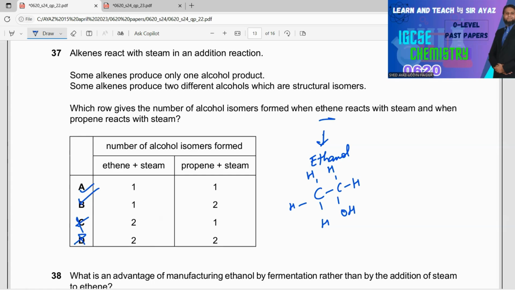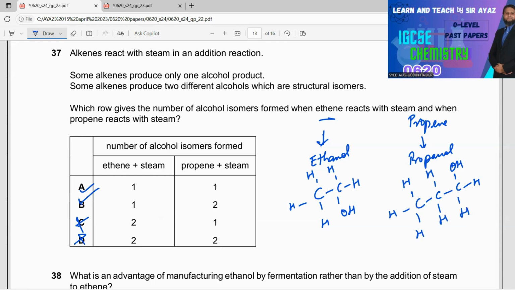What about propene? For propene, you will get propanol. The displayed formula for propanol is this. This is a displayed formula, carbons 1, 2, 3. Now you can place OH either on carbon 1 or on carbon 2. Now the position of OH is changing, which means it must have isomers. So it will definitely have 2 isomers because of 2 different positions for this OH. So B must be the right answer in this case. A can't be the right answer.